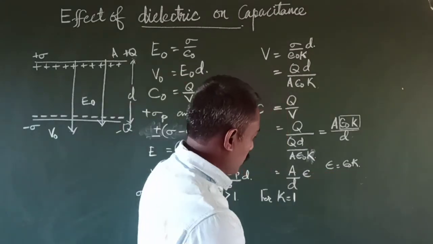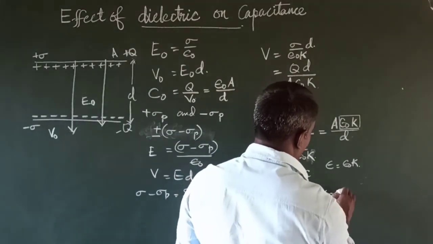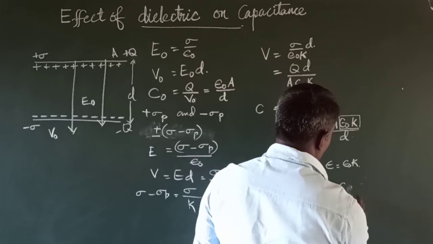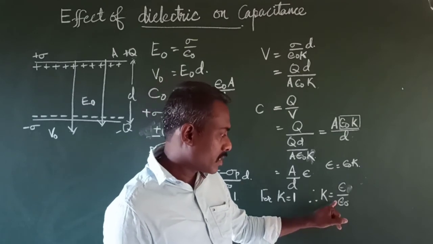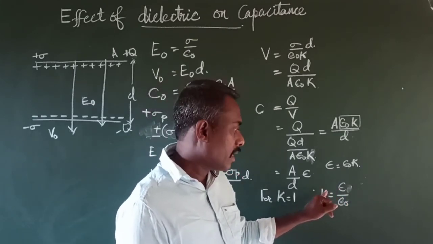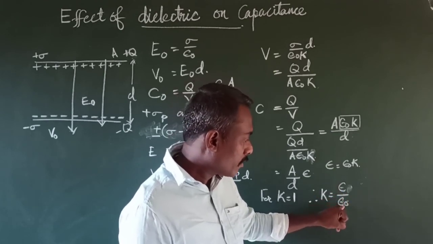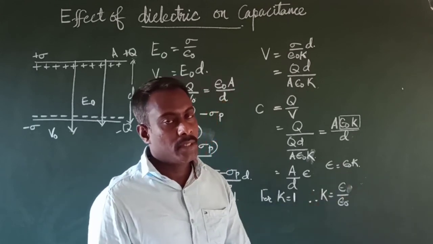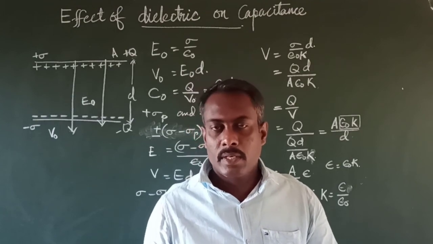Therefore the value of K is equal to epsilon divided by epsilon 0. This is called the dielectric constant. So the dielectric constant K is the ratio of the permittivity of the medium to the permittivity of vacuum, which is different for different media.